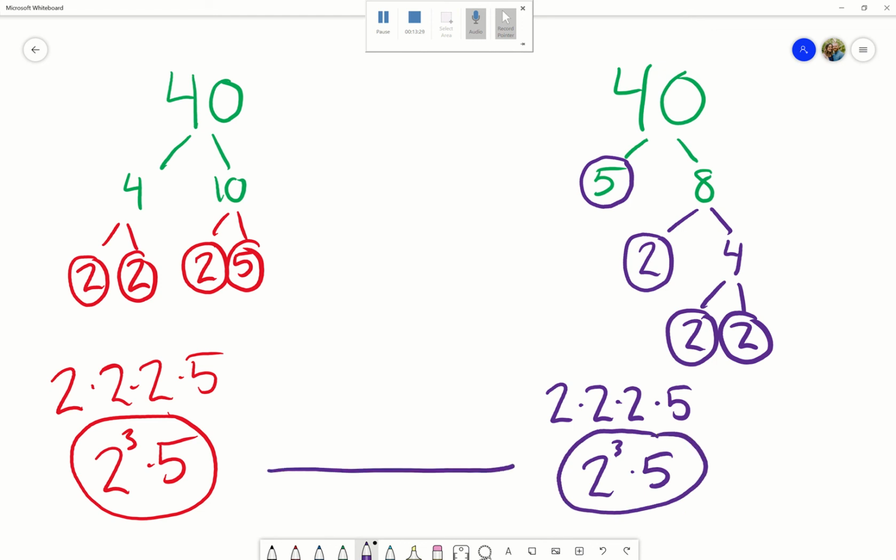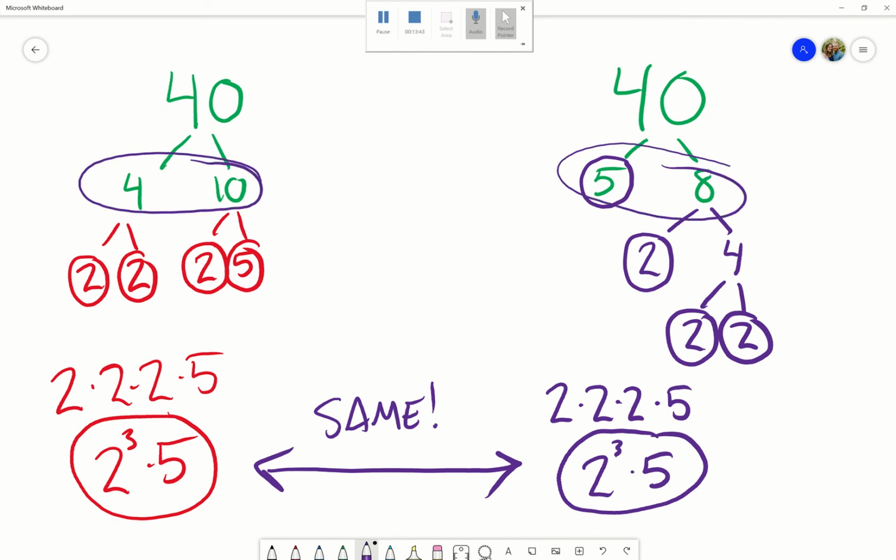And these two are the same. So it doesn't matter. It doesn't actually matter which numbers you start with. You could start with 4 and 10. You could start with 5 and 8. You could have started with 2 and 20. Lots of things you could have started with, and they will all get you the same thing, which is really nice to know, that we're not going to mess up because we chose the wrong first factor. Okay?